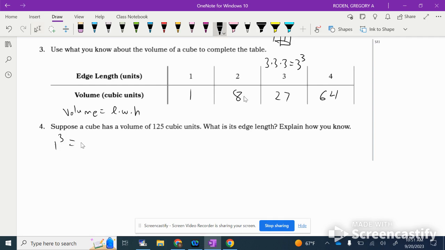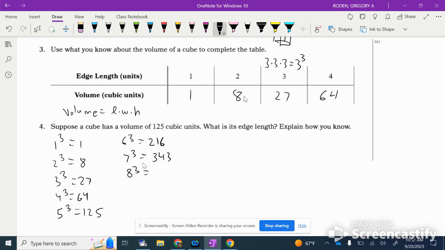So I'm going to do 1 cubed is 1, 2 cubed is 8, 3 cubed is 27, 4 cubed is 64, 5 cubed is 125, 6 cubed is, what is 6 cubed? 216, 7 cubed is 343, 8 cubed is 512, 9 cubed is 729, and 10 cubed is 1,000. I'll give you guys a second to finish copying that.